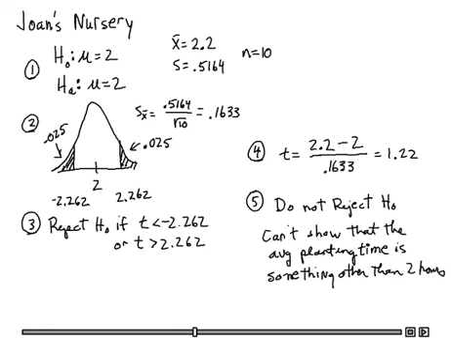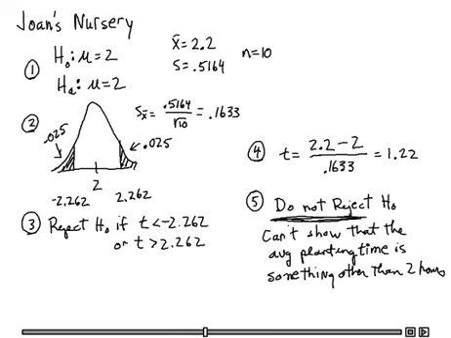Now, again, just a reminder, notice what that doesn't say. It doesn't say that the average time is 2 hours. It just says that we didn't have strong enough evidence to show it wasn't. There's a difference there, so you want to be careful. Do not reject does not mean accept.